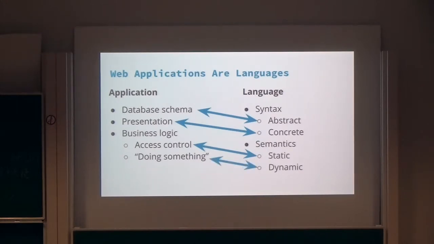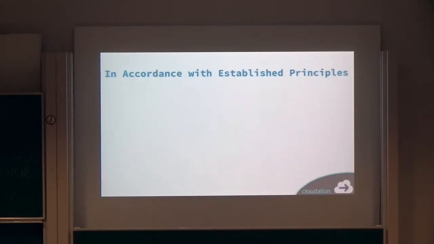And by doing something with our data, by doing something with statuses and friendships, for example, we actually give our data its meaning, its dynamic semantics. So we can actually compare the data in an application to the program in a programming language. Now, this is nothing but a special case of a very well-established principle in computer science.